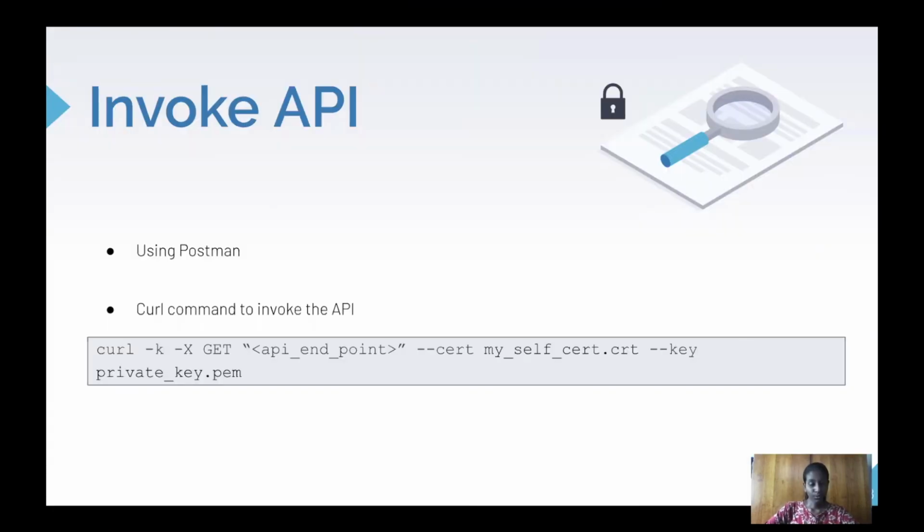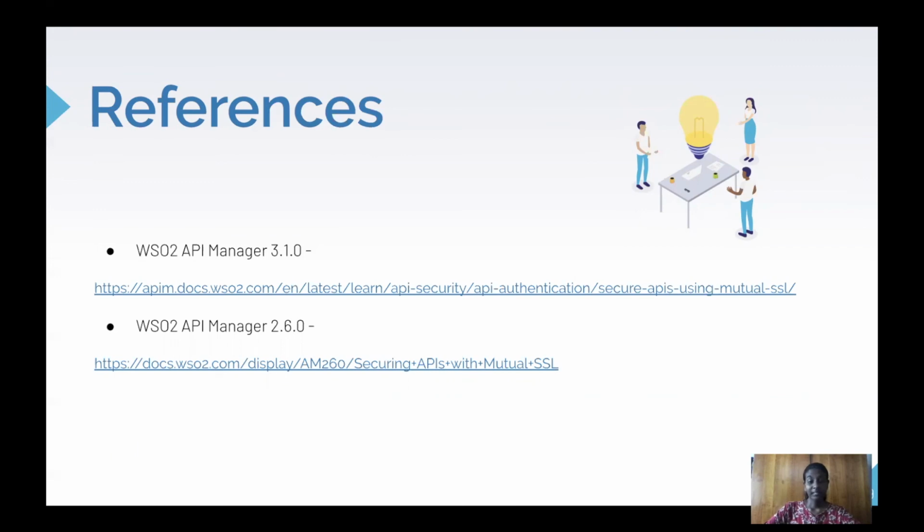So now I showed you how you can successfully invoke an API with Mutual SSL Authentication using Postman and the curl command. So these are the links to the official documentation for API Manager 3 and API Manager 2.6 so that you can use in order to refer about Mutual SSL Authentication support.